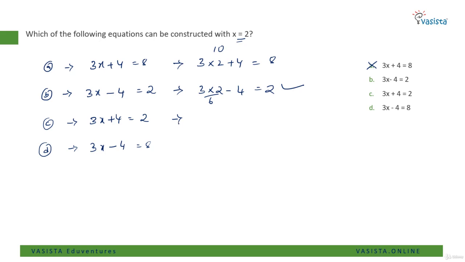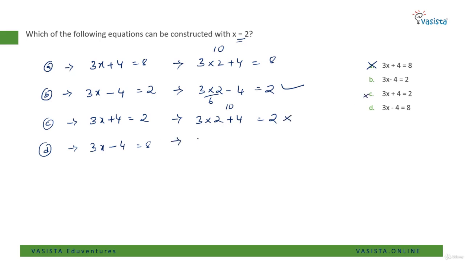Let us check out the third option, that is 3 into 2 plus 4 is equal to 2. Let us check out how much it will come. 3 2s are 6, 6 plus 4 is 10. So this will become 10, but here they have given 2. This is also not going to be the right one.